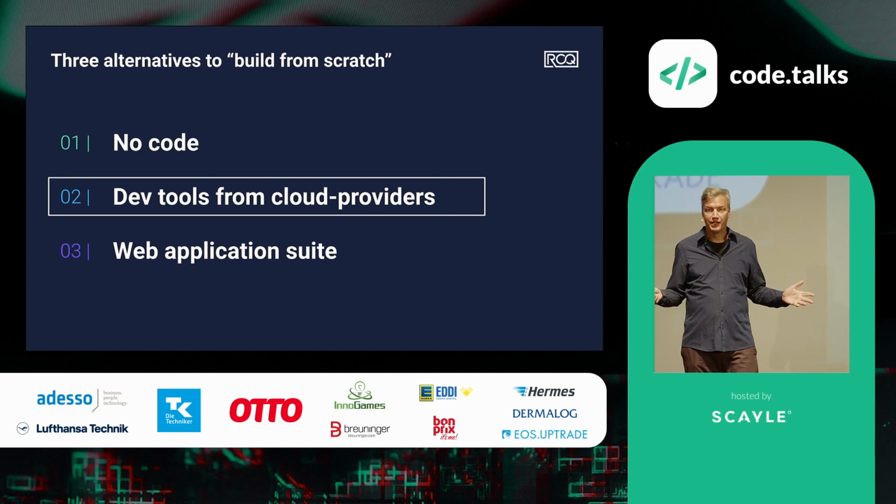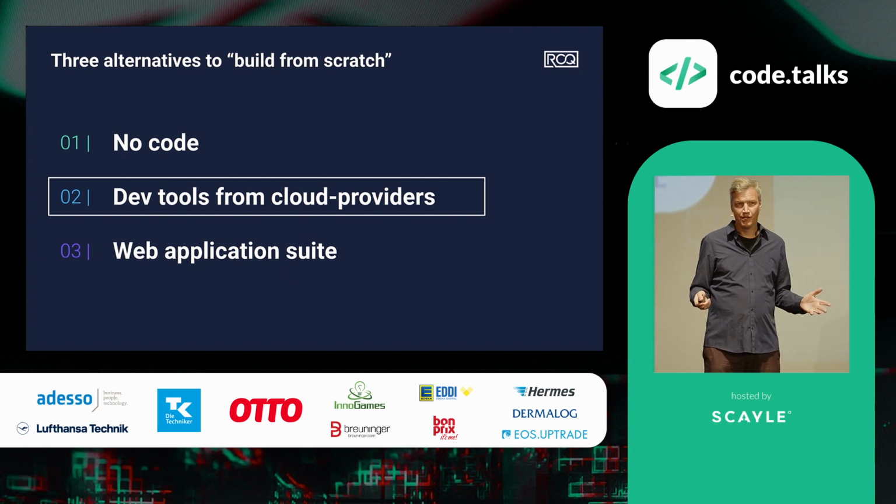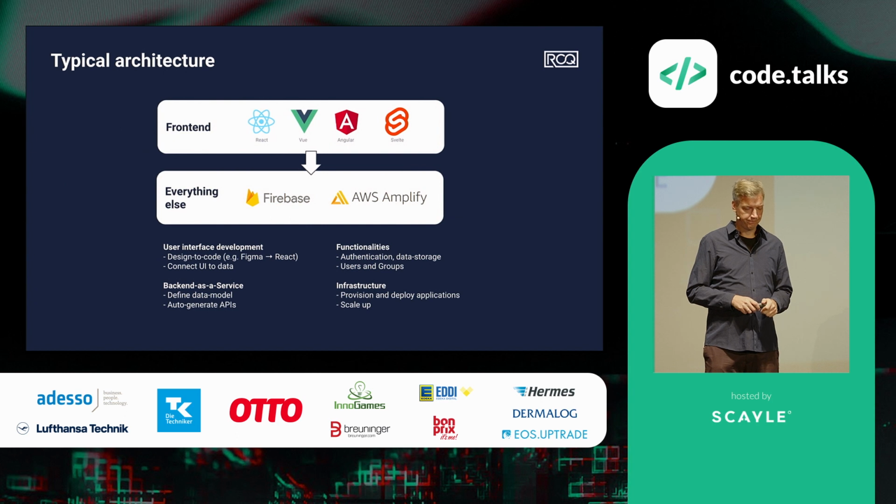So what else can we do? The next option is you would use a dev tool from a cloud provider. So cloud provider is our AWS, GCP, Azure, Alibaba, these guys. And this is how it typically looks like.